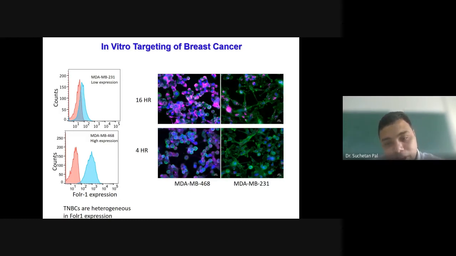So you can see after 4 hours and 16 hours, our DNA origami probes entered these folate receptor positive cells better than the folate receptor low expressing cells. So you can actually target these high expressing cells using our platform.